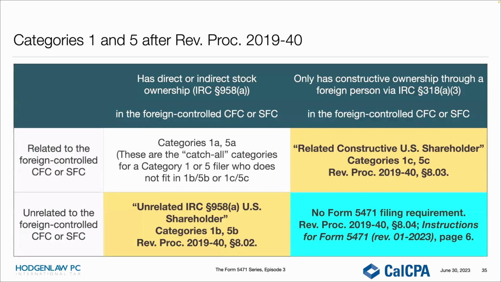And you can see that the two things you have to figure out are: are you dealing with a, quote, foreign controlled CFC or specified foreign corporation for Category 1? And are you related or unrelated to the foreign corporation? Those are the toggles that move you to more, less, or no filing requirements.